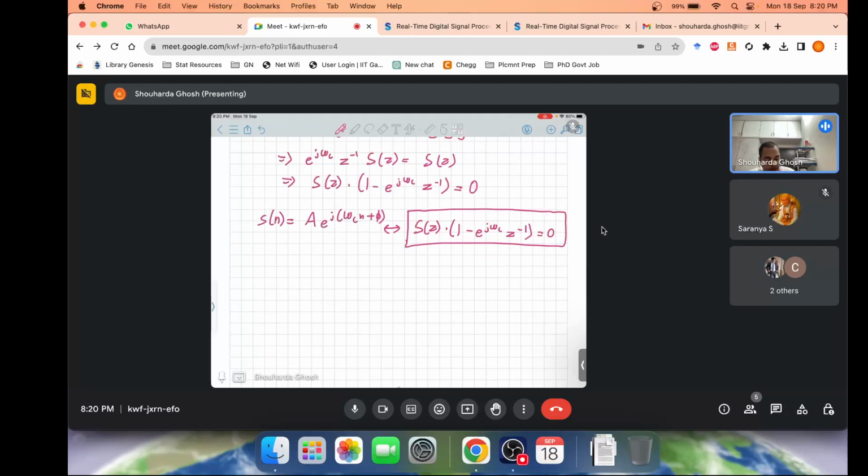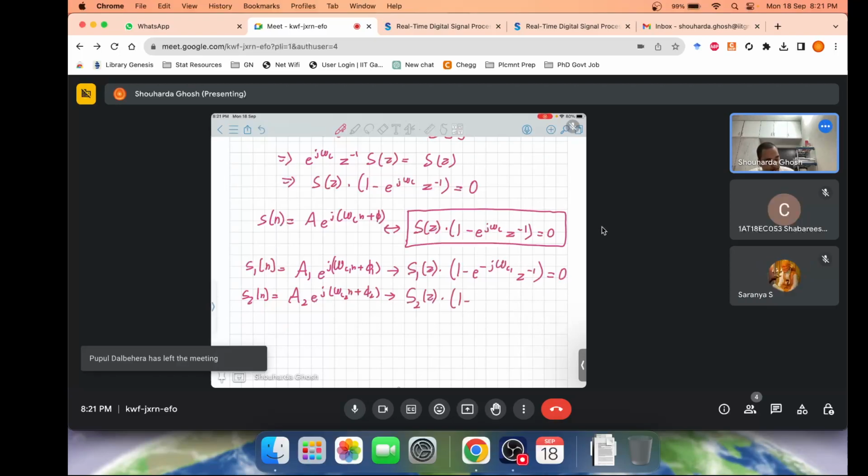So let's see, if I have two signals, one is s1[n], and I am generalizing it, A1 e to the power j(omega c1 n plus phi 1), and another signal s2[n], which has another amplitude, another frequency and another phase. So we can have their corresponding polynomials: S1(z), the Z transform, times (1 minus e to the power minus j omega c1 z inverse) equal to 0, and S2(z) times (1 minus e to the power minus j omega c2 z inverse) equal to 0.